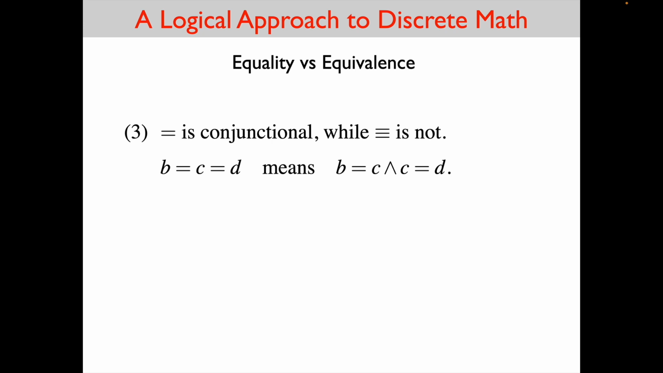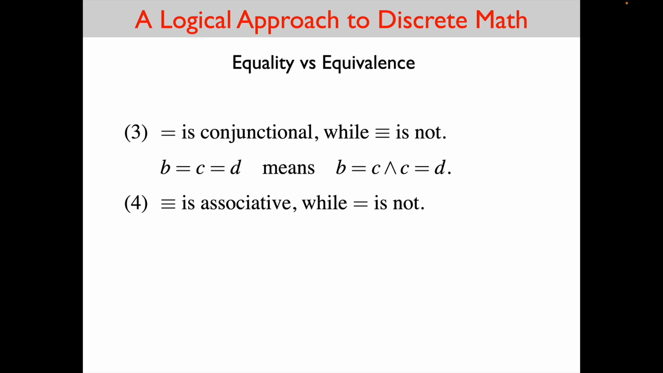When you say in algebra, B equals C equals D, this is very common notation in algebra. What does that mean? Formally, it means B equals C and C equals D. Usually when I ask students what B equals C equals D means, they say it means that B equals C and B equals D. That's a consequence of what it means, but that's not literally what it means. What it means is B equals C and C equals D. I'll give an example of this in a minute.